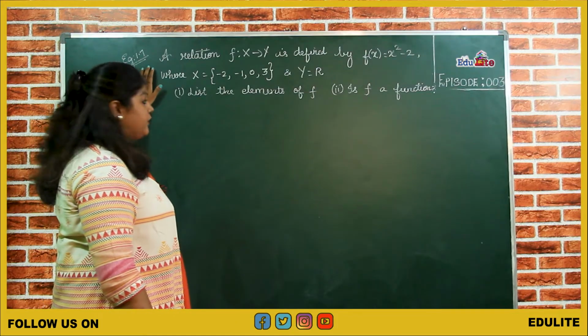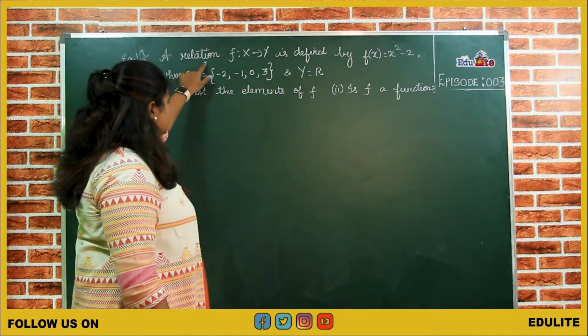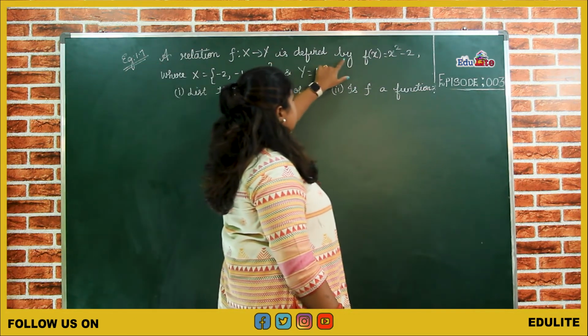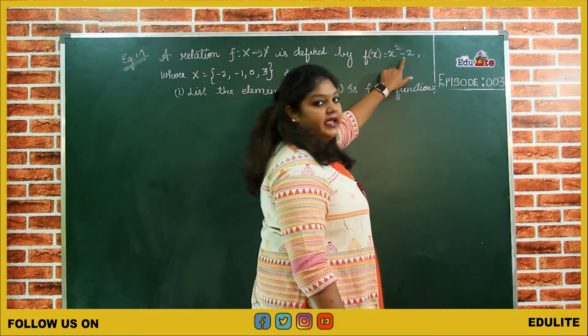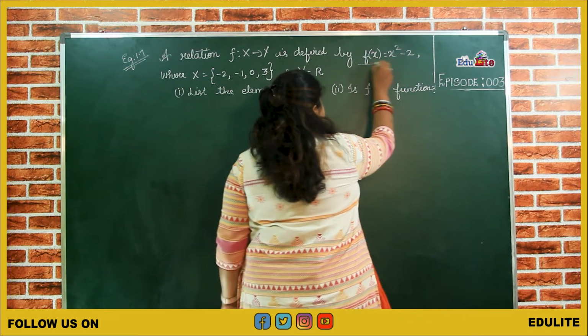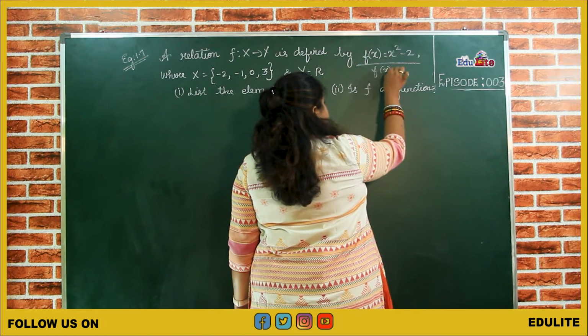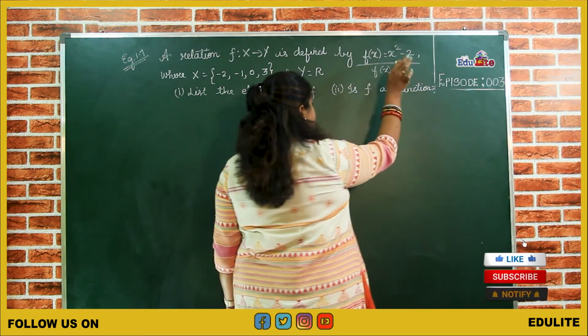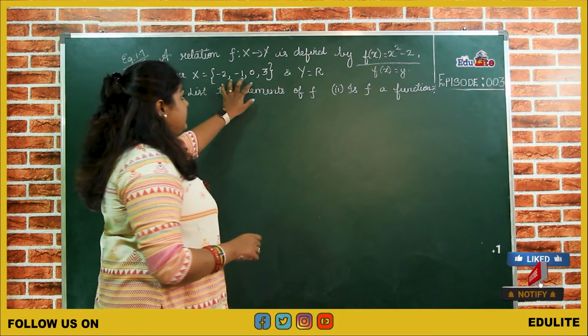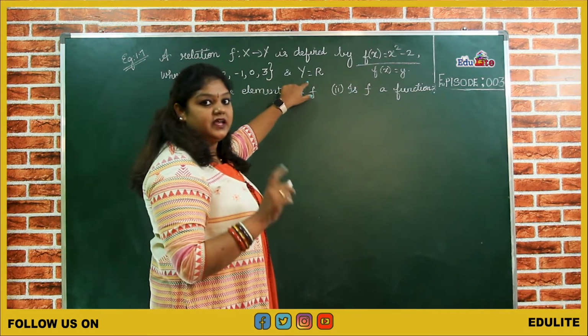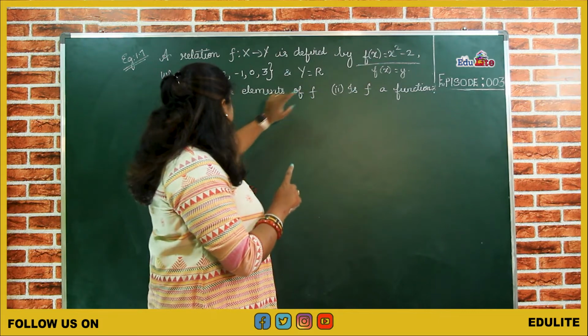In example 1.7, it is given that a relation f is a mapping from X to Y defined by f of x equals x square minus 2. So, this is the relation given to us, where f of x represents y in general, and we are given a set of values for x. Y must be a real number, that is the given condition in this problem.